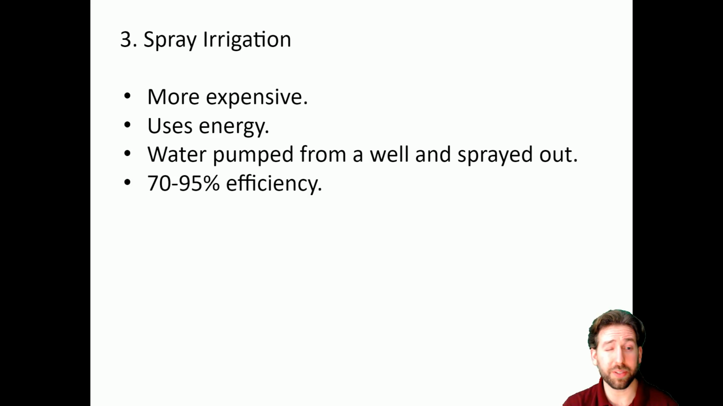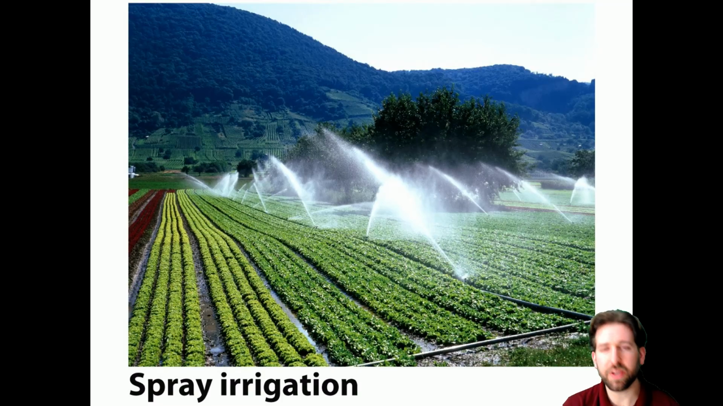It's a little bit more expensive. It uses energy in order to spray the water. Water is pumped from a well, and it is generally pretty efficient, 70 to 95%, depending on what kind of spray and how long they're spraying for. But definitely it is a little bit more efficient than the first. And so here you can see the sprinkler system going, probably like you've seen in your own front yard, right? The sprinklers going and spraying in different areas, making sure that they hit the crops, but not for too long.